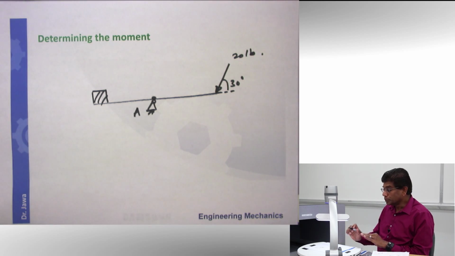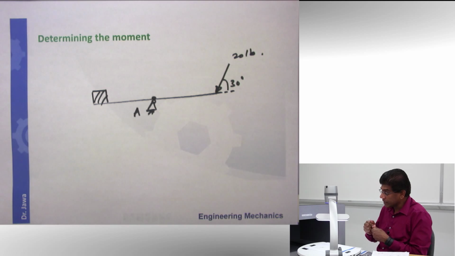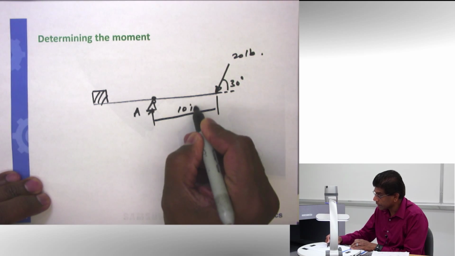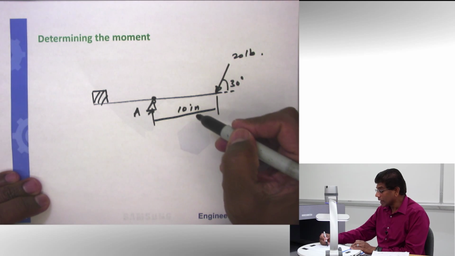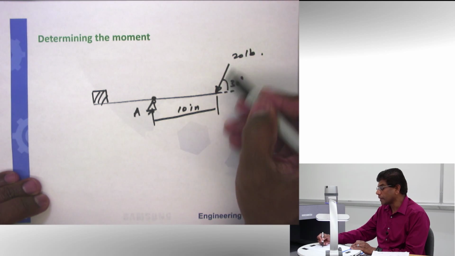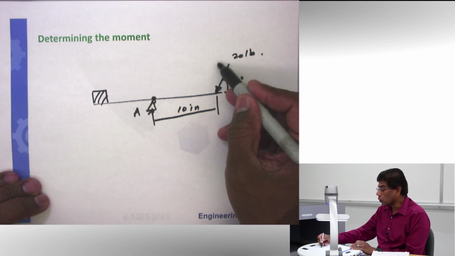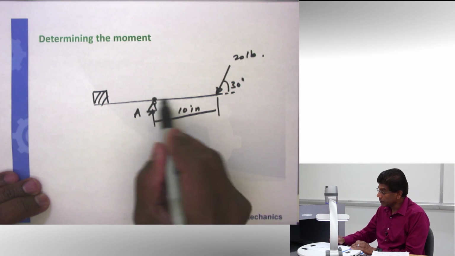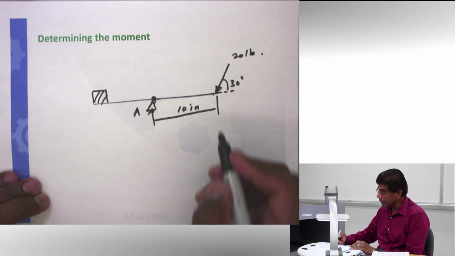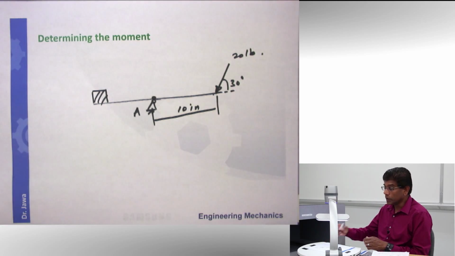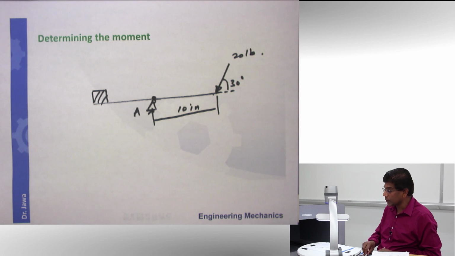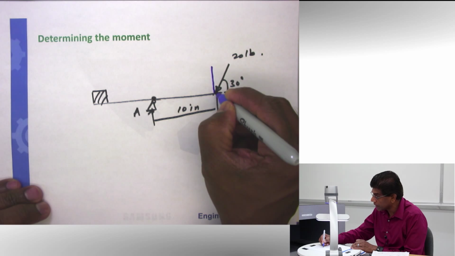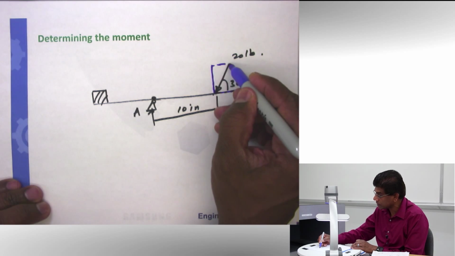Same problem, but you realize you cannot take this distance, which is still 10 inches, and multiply by 20 pounds because the force is still not perpendicular to the position or the distance vector. So what we have to do in this particular case is to resolve the vector into two components. If I resolve the vector into two components, you are going to get an x component and a y component, as you can see.